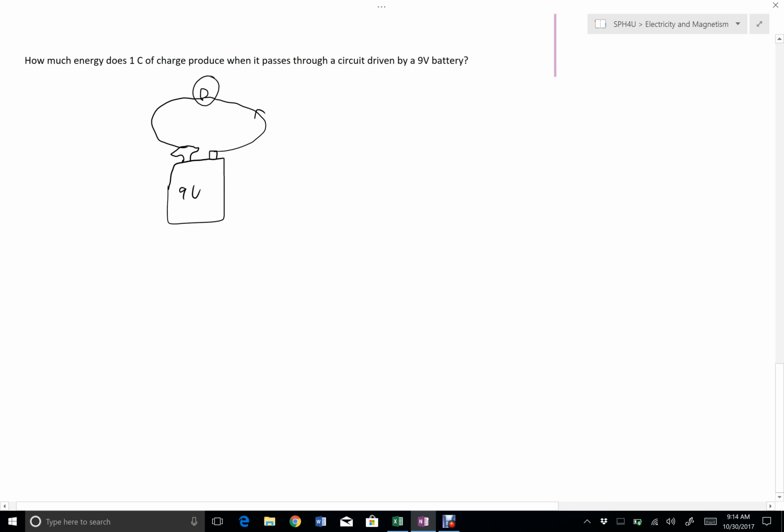if we let 1 coulomb of charge pass through that battery, then the amount of energy produced would be equal to the voltage of the battery times the charge, so 9 volts times 1 coulomb, so 9 joules of energy. This is useful because when we have a battery, we know the potential for it to produce electrical energy. But we don't know how much electrical energy is actually going to be produced because we don't know what charge we're going to allow to pass through our circuit.